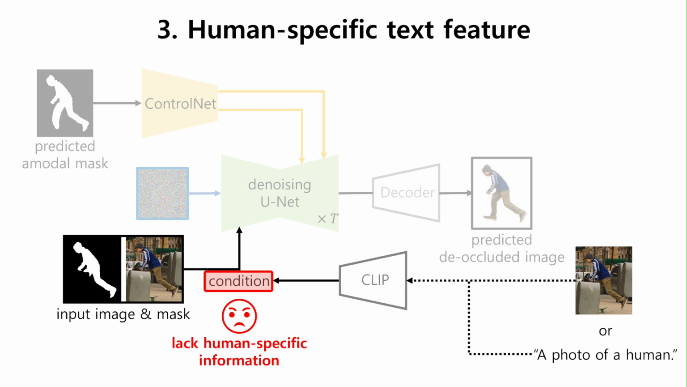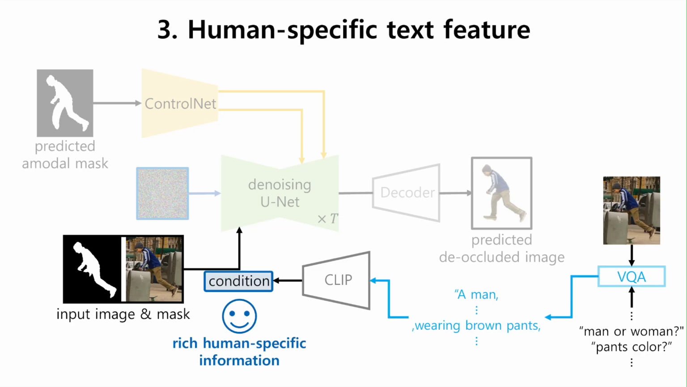High-quality conditioning is important for RGB completion. Previous methods use CLIP features from the image or a generic text prompt, but both lack human-specific semantics due to background leakage and coarse guidance. We use VQA to ask fixed questions on gender, pose, and appearance, and aggregate the answers into one description. The CLIP encoder then encodes it as a human-specific text feature for diffusion conditioning.